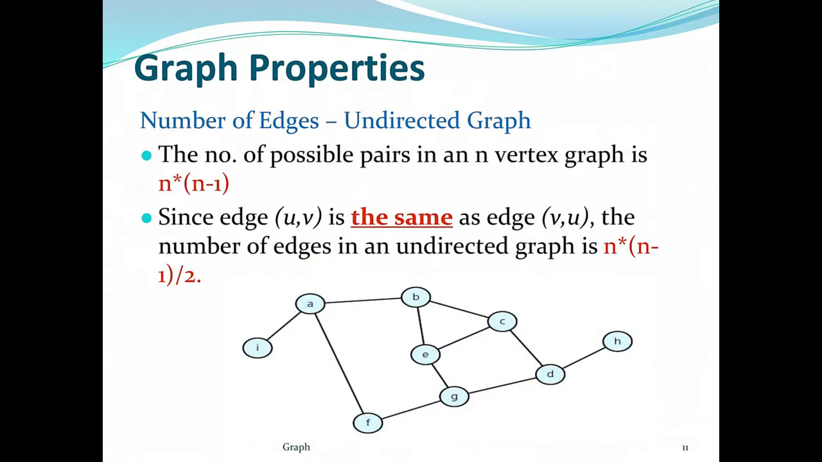Graph properties are as follows: number of edges in an undirected graph. The number of possible pairs in an n-vertex graph is n*(n-1), since edge (u, v) is the same as edge (v, u). The number of edges in an undirected graph is n*(n-1)/2.